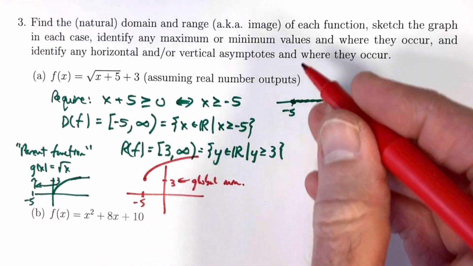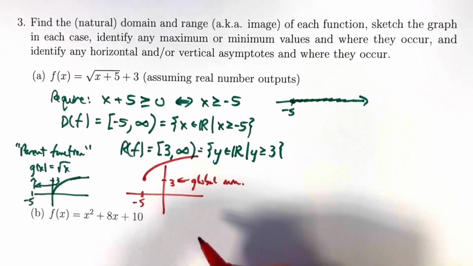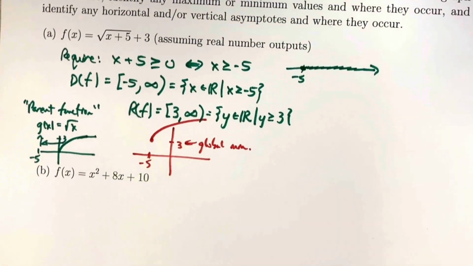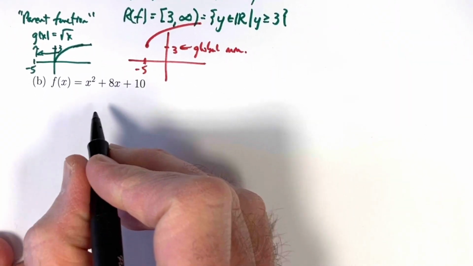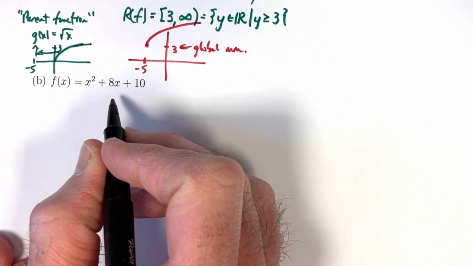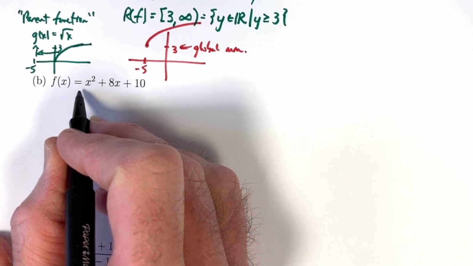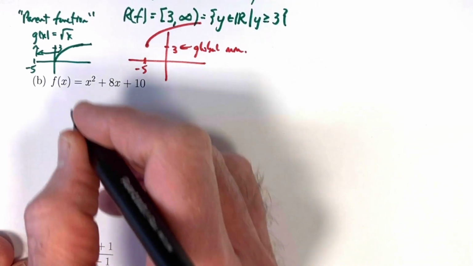So I haven't written down all the answers to these questions, but I've at least described them. Let's go on to part B. Part B, we've got a quadratic function. With a coefficient of x squared that is positive, the graph is going to be a parabola opening upward.